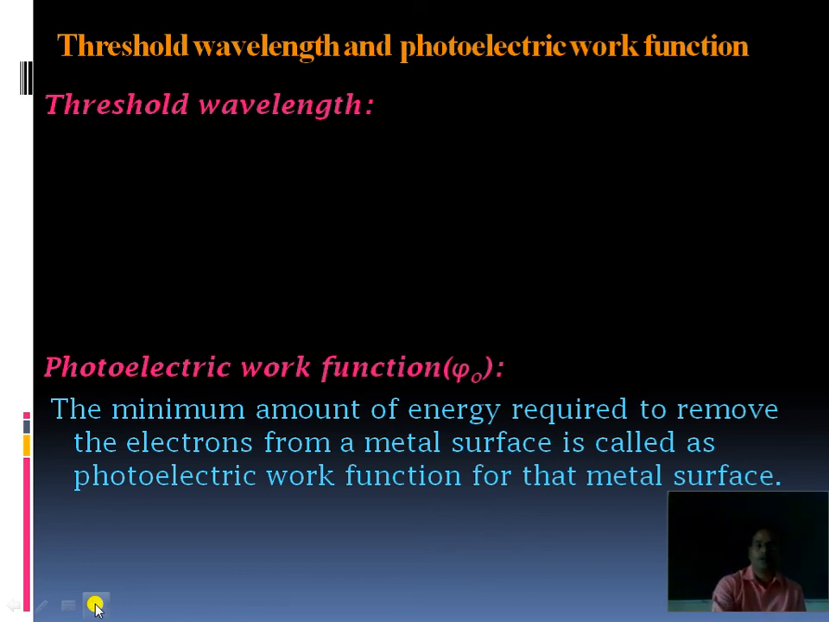So the minimum amount of energy required to remove the electrons from the metal surface is called the photoelectric work function for that metal surface. From metal surface to metal surface, photoelectric work function is different. It is different for potassium, it is different for sodium, it is different for cadmium, magnesium, and so on, because different metal surfaces have different atomic structure and electrons, meaning different energy levels.